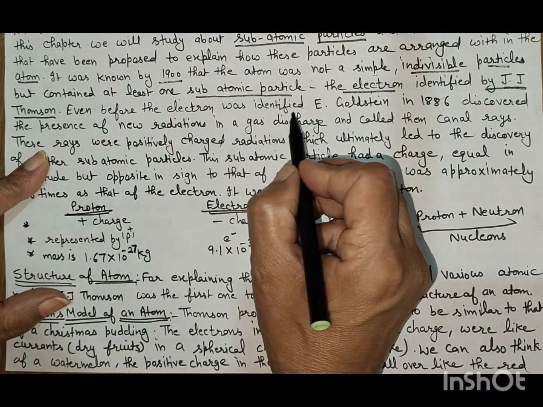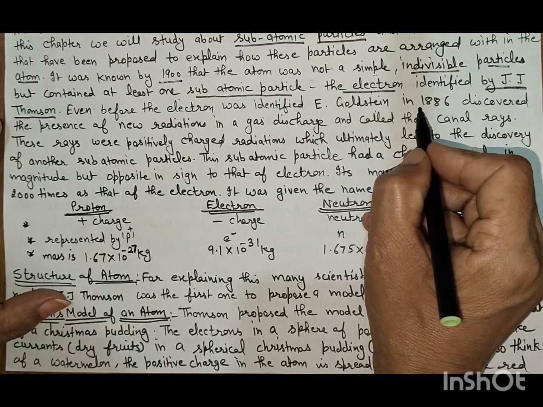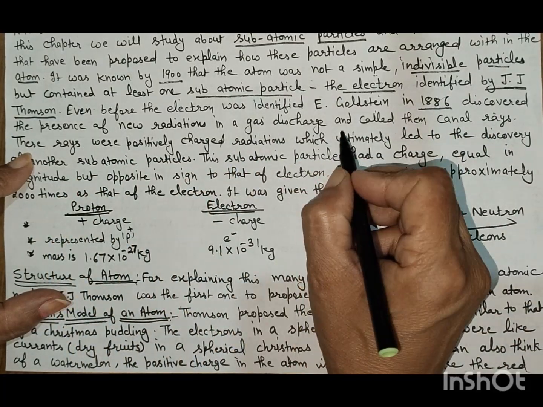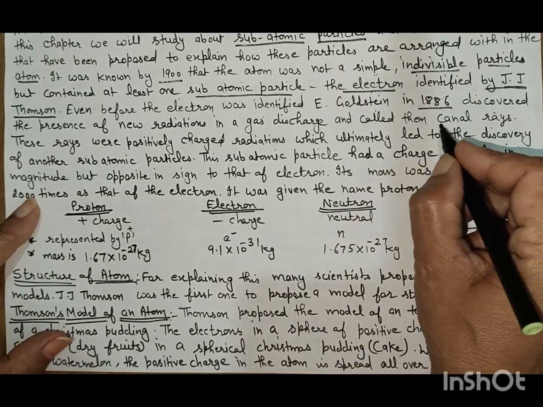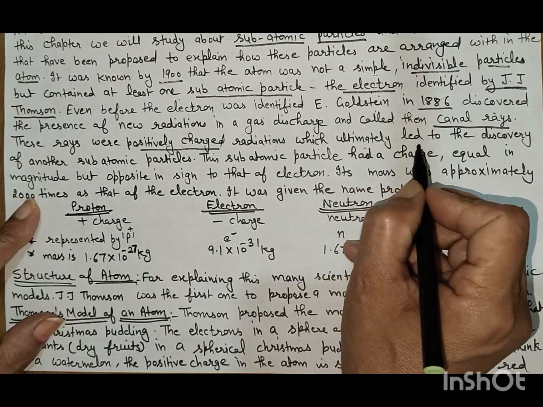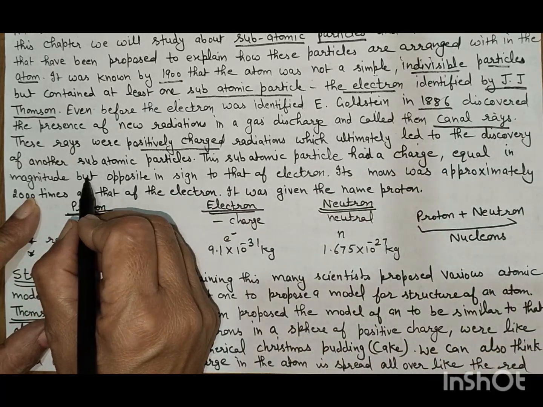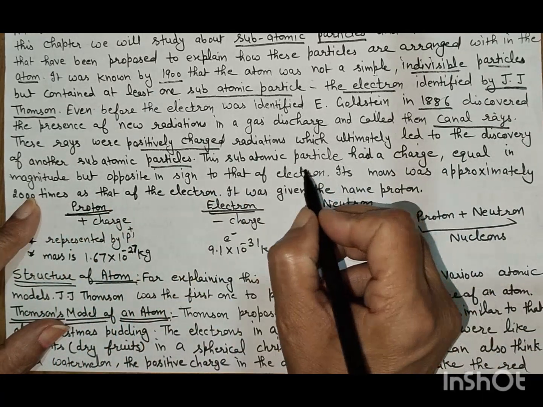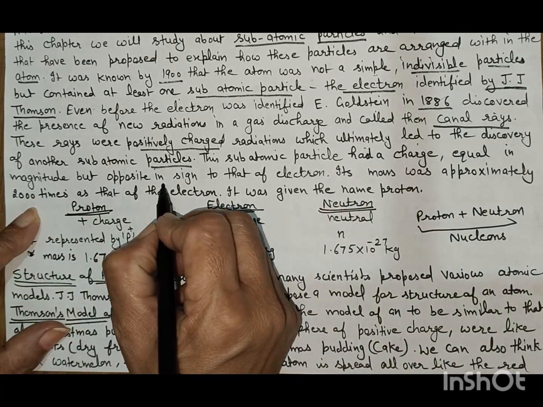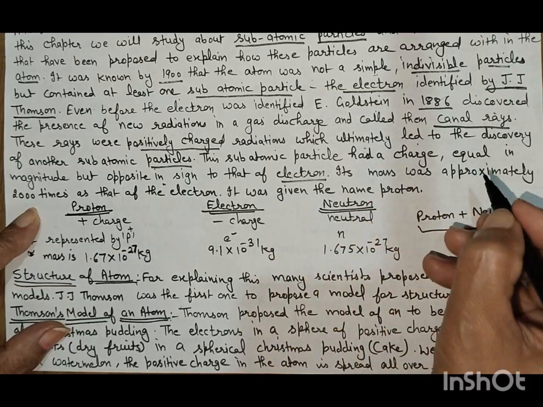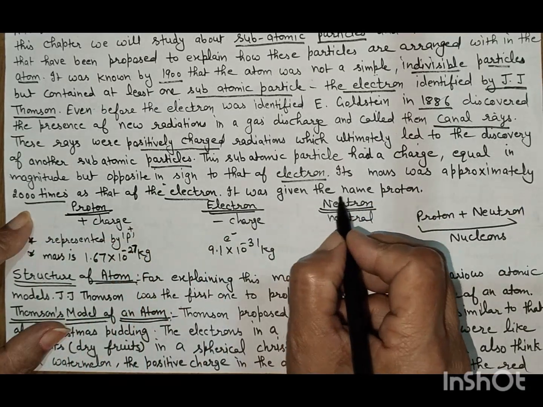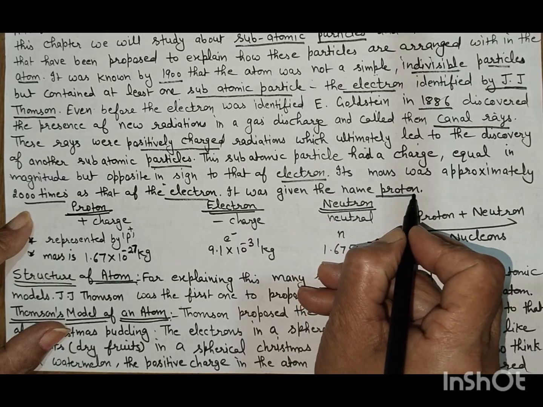Even before the electron was identified, E. Goldstein in 1886 discovered the presence of new radiations in a gas discharge and called them canal rays. These rays were positively charged particles, which ultimately led to the discovery of another subatomic particle. This subatomic particle has a charge equal in magnitude but opposite in sign to the electron. Its mass was approximately 2000 times that of the electron and it was given the name proton.